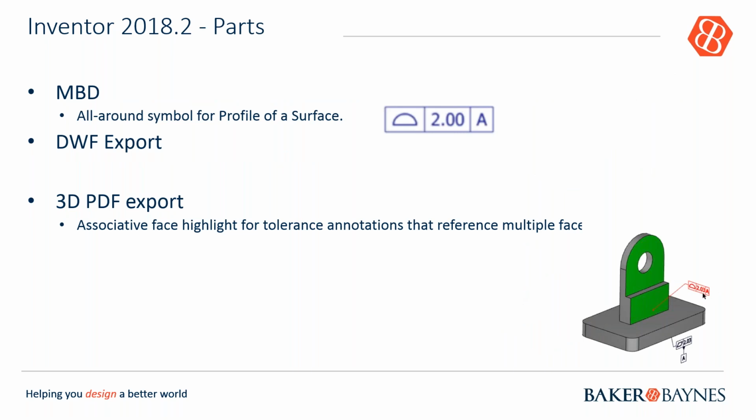Now, if we look at the model-based definition tolerancing in 2018.2, the enhancement to that, we found that you could control size and form of a feature. In addition to these controls, the location or orientation when the datum reference frame is used could also be available to you. You had the DWF export. I'm not sure if a lot of you use the DWF for exports and for working with it. And of course, you had the 3D PDF export with associated faces that highlight tolerances and annotations for multiple faces that you could use.